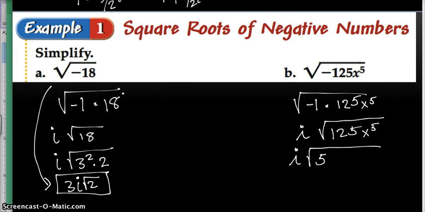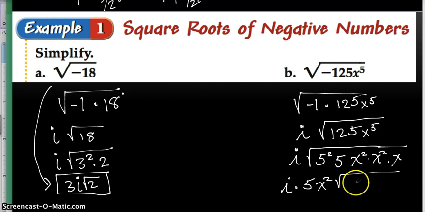I can look at 5 to the 3rd power as 5 squared times 5, and I could look at x to the 5th power as x squared times another x squared times x. And so if I take the square root of each of these, I end up with i times 5. And then this 5 stays underneath the radical. I get 2 x's out, so that's x squared. And then what stays underneath the radical is the 5 and the x. So I end up with 5i x squared times the square root of 5x. And that's all I can do for this problem.